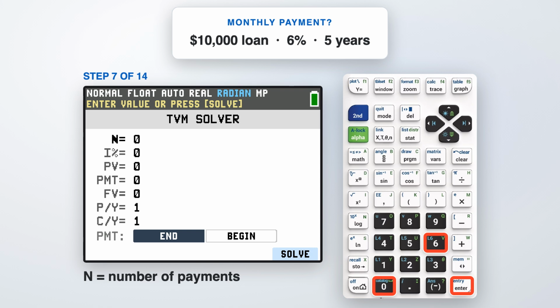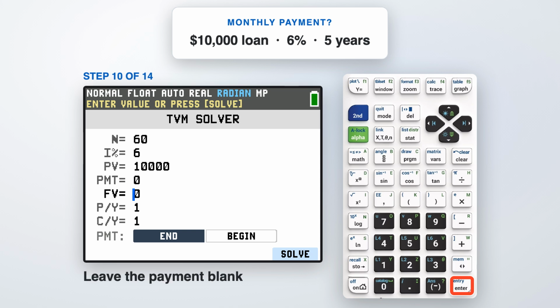N is the number of payments. 5 years of monthly payments is 60, so type 60 and press Enter. I% is the yearly interest rate, so type 6 and press Enter. PV is the present value, the loan itself. Type 10,000 and press Enter. It goes in positive because the bank hands that money to you.